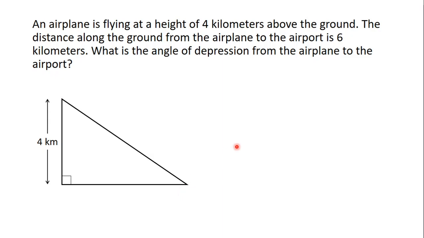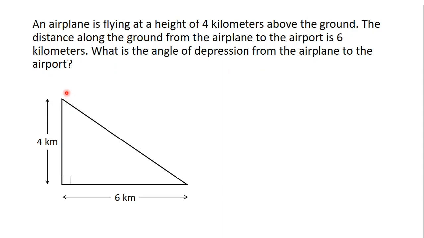Pero kung babalikan natin yung situation, the distance along the ground. So, along the ground lang, horizontal distance lang siya. Hindi umaangat, hindi pa slant, walang slope. Okay, so the distance along the ground is 6 kilometers. So, asa ng 6 kilometers? Ito, itong the other leg. Now, the question is, what is the angle of depression from the airplane to the airport?